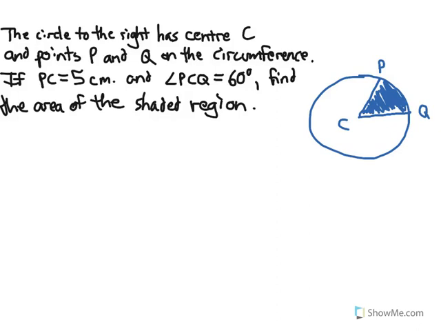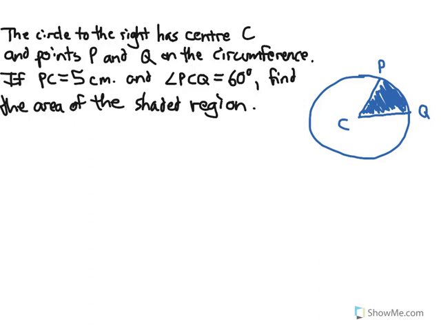We've got a good geometry question here, so let's read it and figure out what we need to do. The circle to the right has center C and points P and Q on the circumference. If PC equals 5 centimeters and angle PCQ equals 60 degrees, find the area of the shaded region.